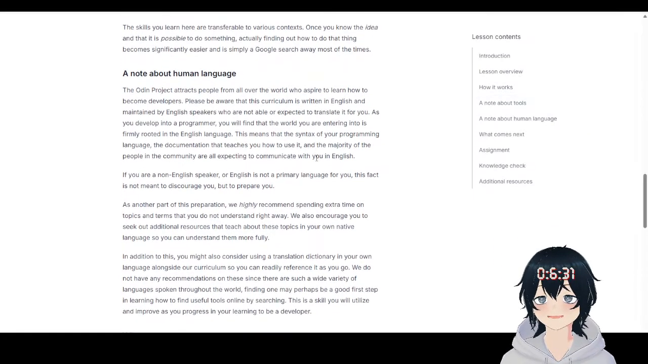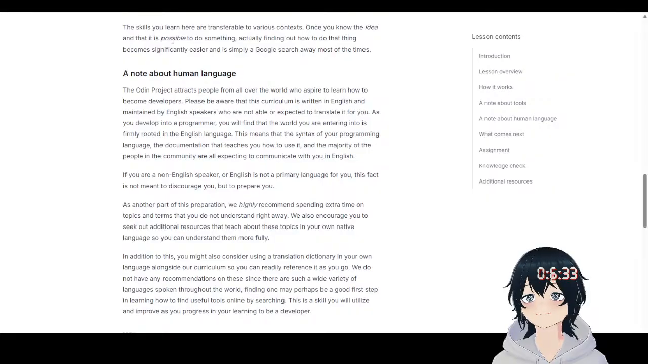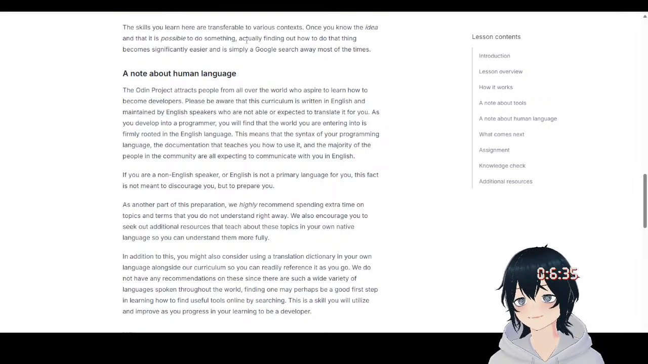Skills you learn here are transferable to various contexts. Once you know the idea and that it's possible to do something, actually finding out how to do the thing becomes significantly easier, and it's simply a Google search away most of the time.